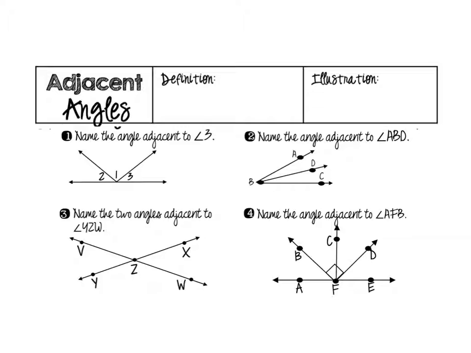This lesson is on angle relationships. We're going to talk about different types of angles and how they can combine with each other and what their relationships are to each other. The first one we're going to talk about is adjacent angles.